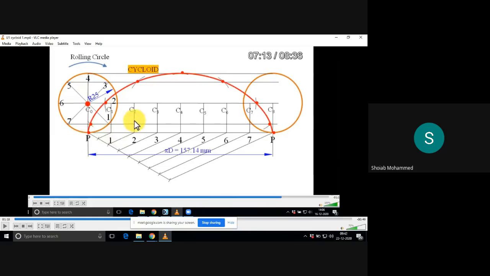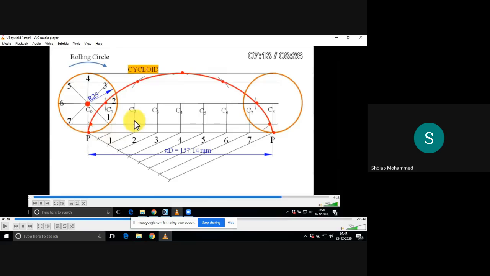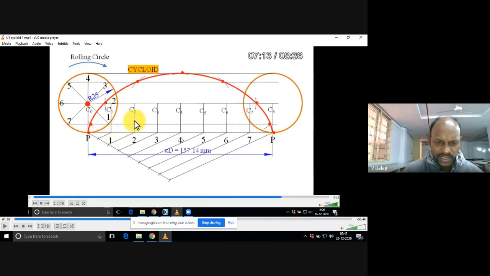Once again, explain that curve, that arc, sir. See, are you able to identify center C0? And C1, C2, C3. Are you clear about these center points? Yes, sir. Okay. Then you take your compass.